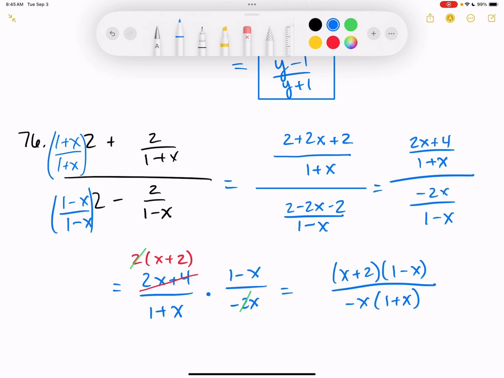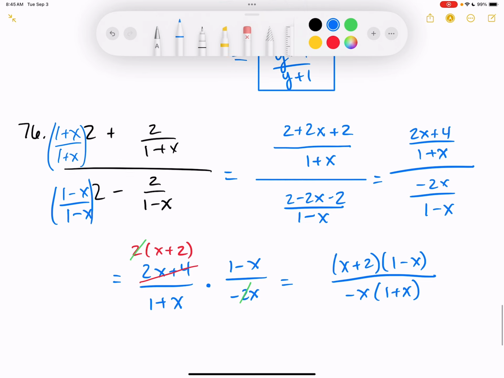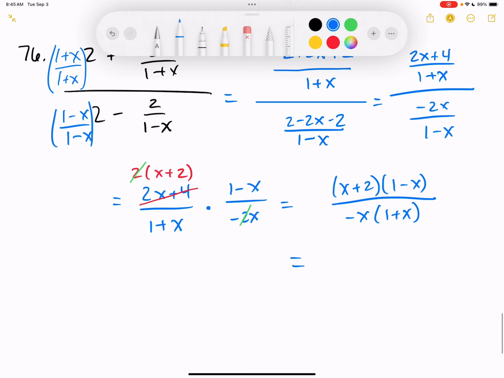So now I'm not done. I need to FOIL on top, distribute on the bottom. So I get, let's see, this is going to be all out of order: x minus x squared plus 2 minus 2x. So that's just FOILing each piece.